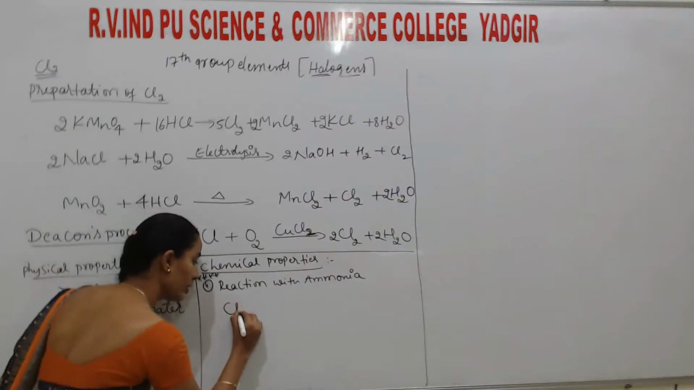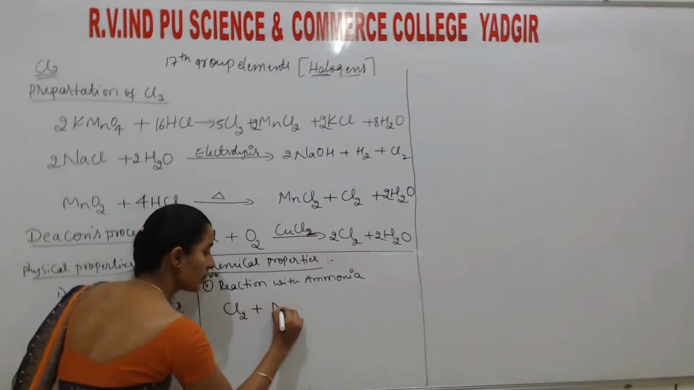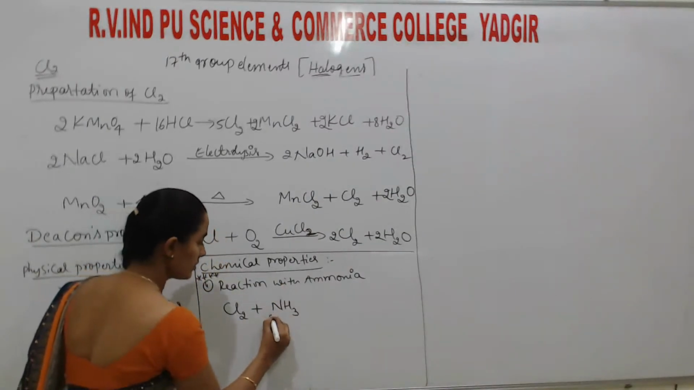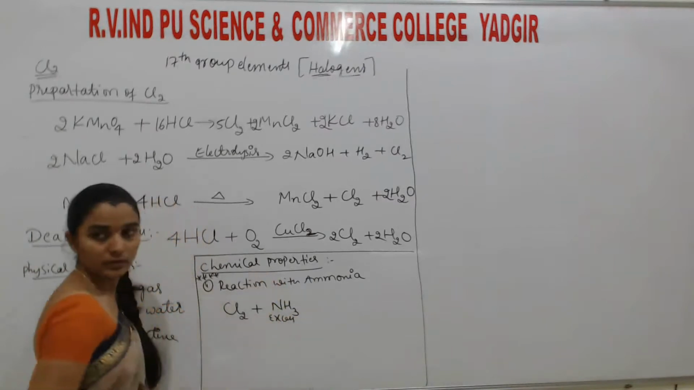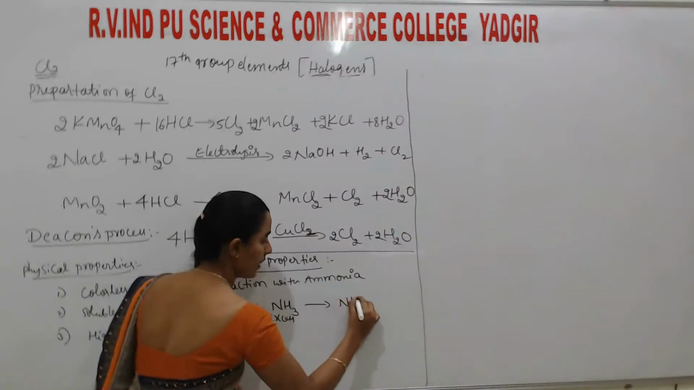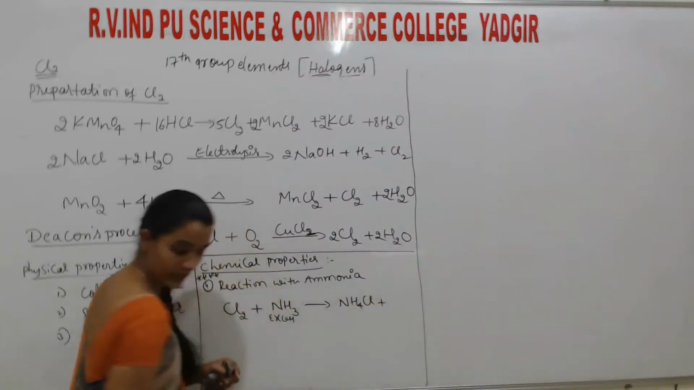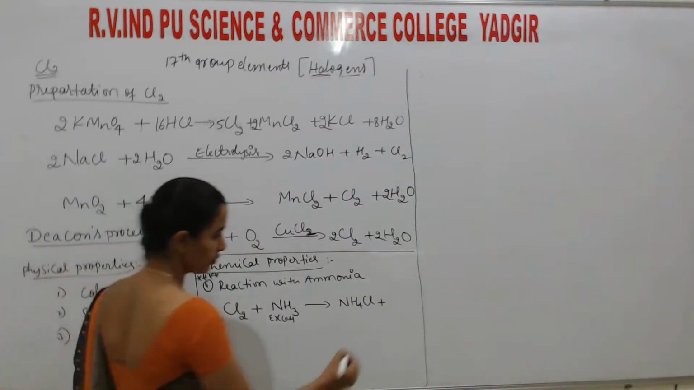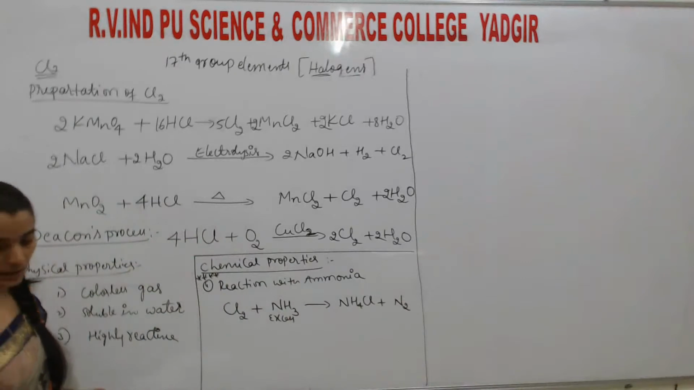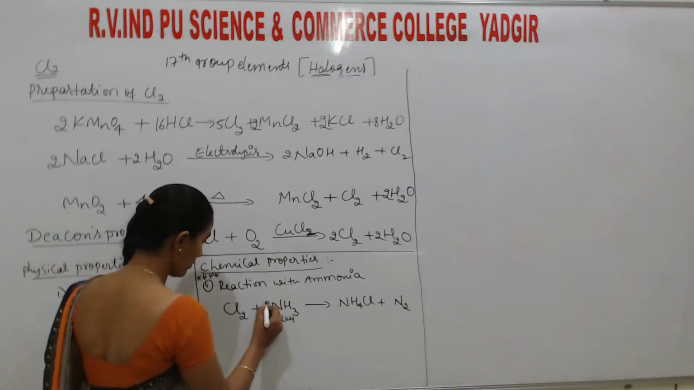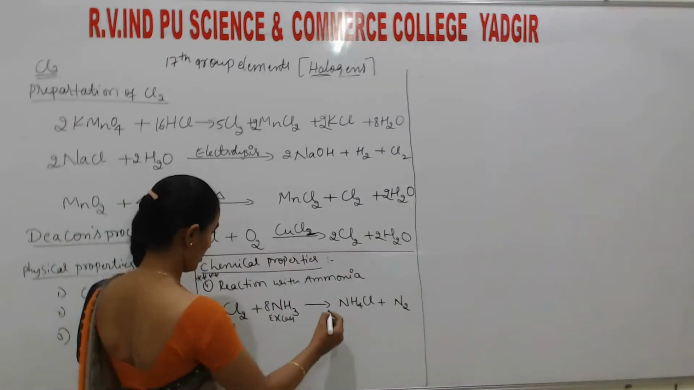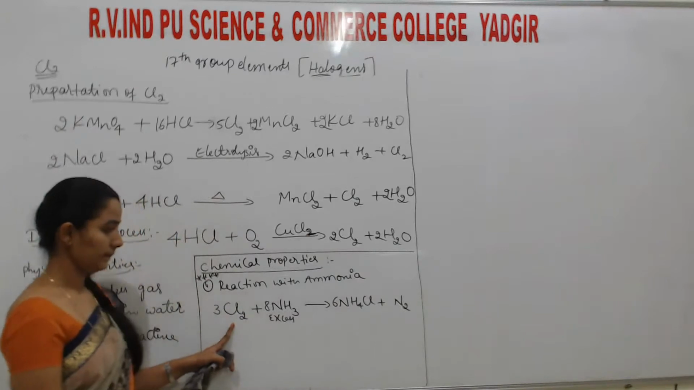How? So listen, if chlorine reacts with excess of ammonia, it forms NH4Cl plus N2. So this one is 8 moles, this one is 3 moles. We get 6 NH4Cl.